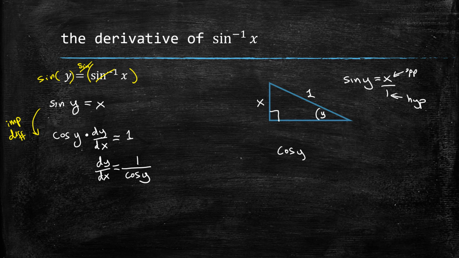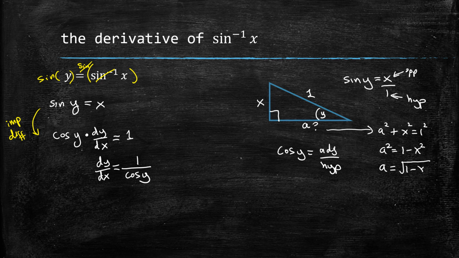Well, cosine of y would equal the adjacent over the hypotenuse, but we don't know the adjacent. So let's call that a, but we could find it out in terms of x if we just use the Pythagorean theorem. So we would get a squared plus x squared equals 1 squared. And if we isolate a squared, 1 minus x squared, and then take the square root, it would be the positive square root because we're talking about length here. And we get that a is the square root of 1 minus x squared.